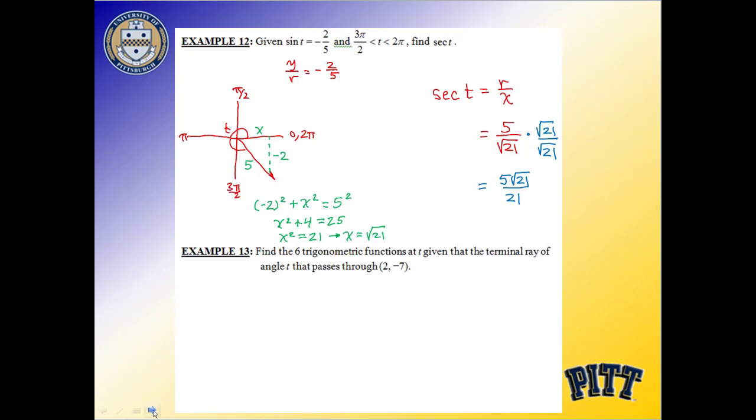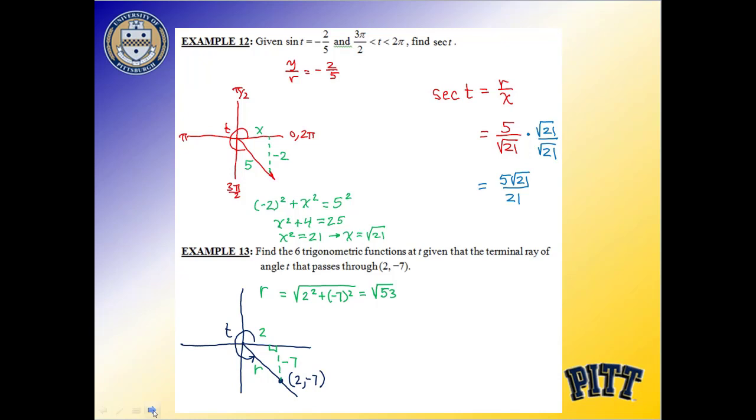And example 13, find the 6 trigonometric functions at t given that the terminal ray of angle t passes through 2, -7. So there's 2, -7, and my terminal ray passes through it, which means when I put these things down, these are ratios. I don't know if the actual sides are 2 and -7. I know it passes through 2, -7, but for all I know, it could be going through 4, -14, or something along those lines. The actual length of the figure, so I could be stopping there.